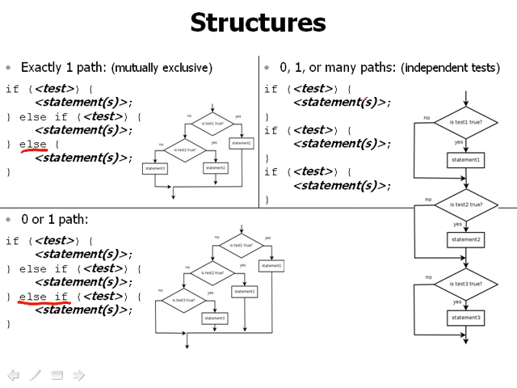if you want 0, 1, or many paths, excuse me, I think I misspoke a second ago. If you want 0 or 1 paths, you do this else if version here. And if you want 0, 1, or many paths like we did in the honor roll Dean's List program, you just use a series of sequential ifs.